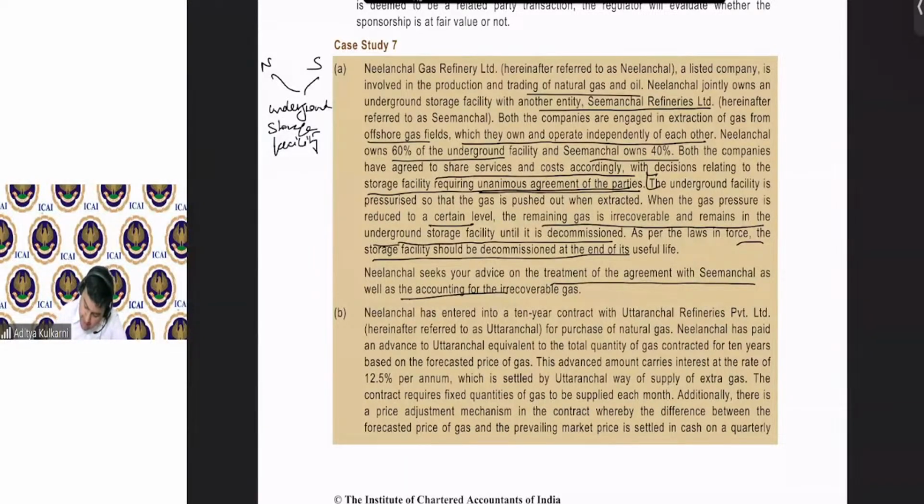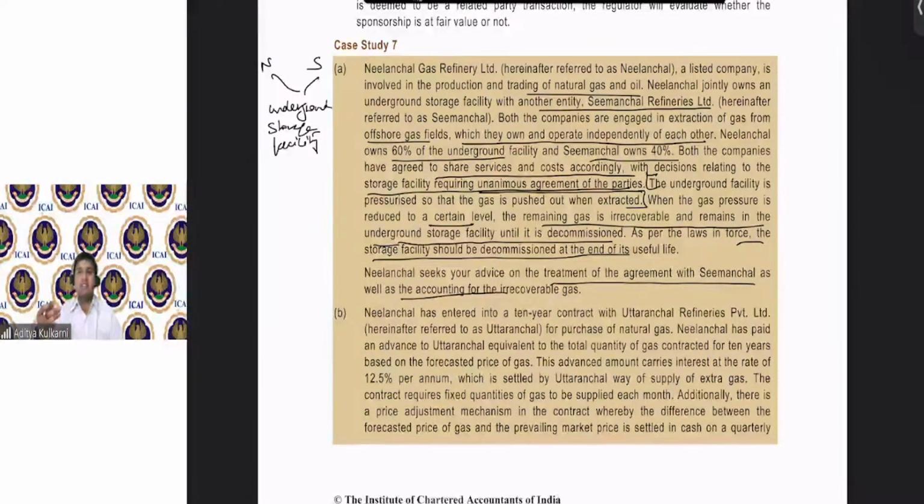The underground facility is pressurized. How do they pressurize this? They will put some gas from outside to create pressure in the underground storage facility. Now that gas which is there will have some amount of cost. You know the cost of putting that gas inside, and that gas in turn is going to generate a pressure that will push out the existing gas outside for your operations. So that irrecoverable gas which you are now putting from outside inside will remain irrecoverable. This was the tactic so that existing gas can be pushed outside entirely.